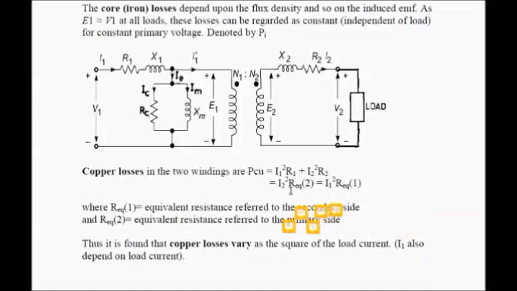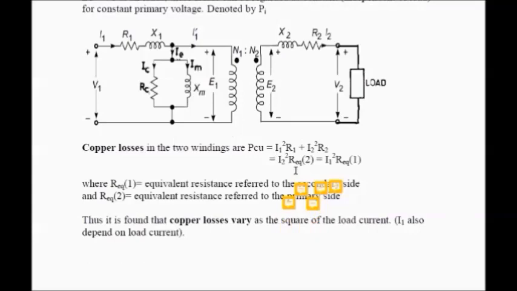So overall copper losses is what? This is I1 square R1 plus I2 square R2. This can be written like I1 square R equivalent 1 when referred to primary side, and this is also equal to I2 square R equivalent 2 when referred to secondary side. See, I2 square R equivalent 2, how? When we refer this primary to secondary side, we will have R equivalent 2 here, and current flowing through that resistance is I2. So copper loss will be I2 square R equivalent 2.